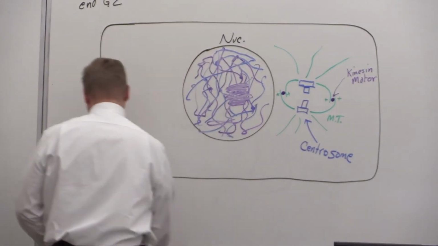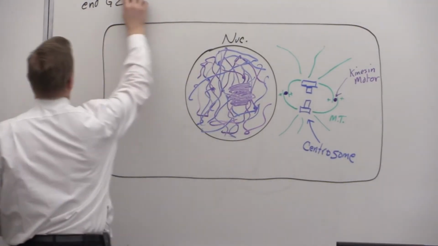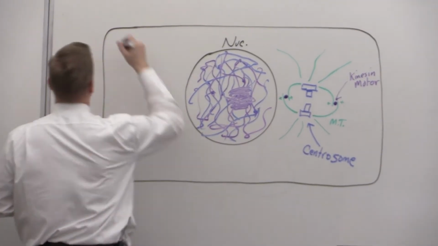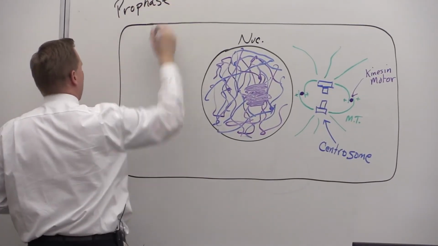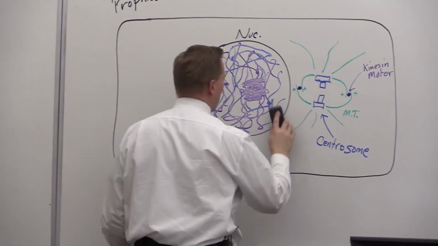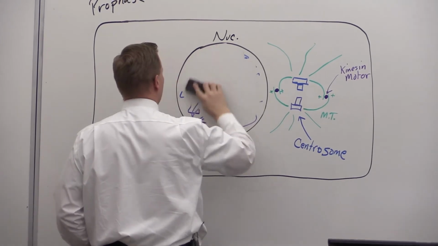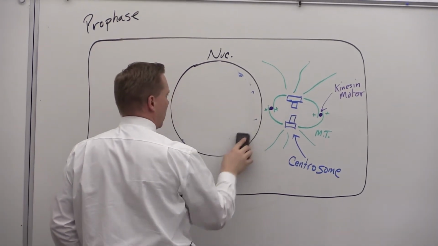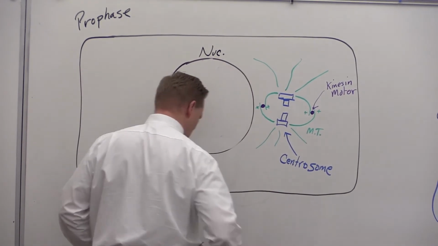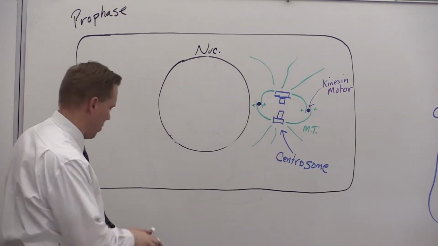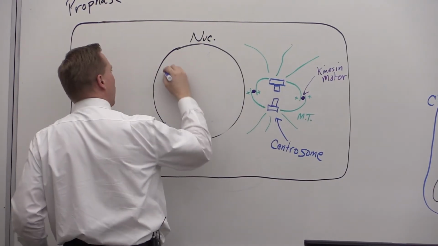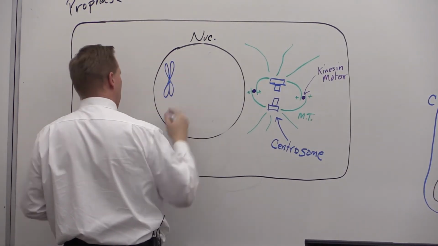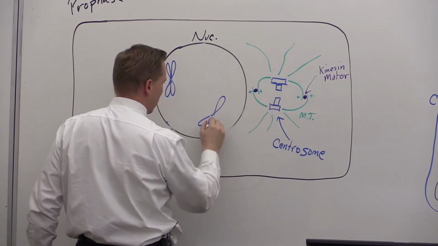So that by the time we get to the end of prophase, let me show you what we mean a little bit by this. So prophase then starts to look a little bit like this, in that we now have our chromosomes now condensed.